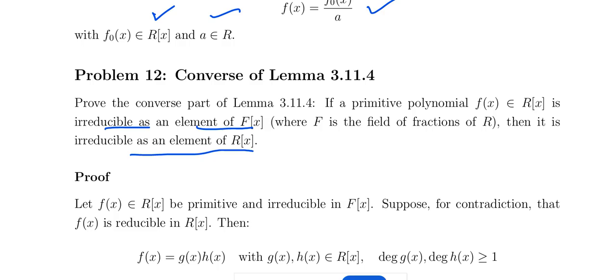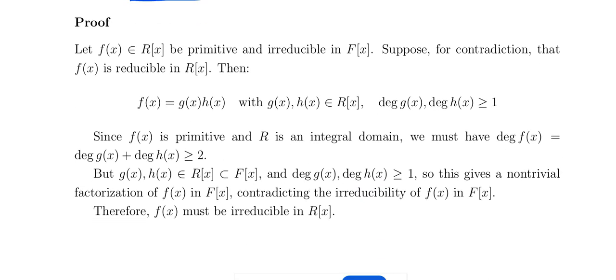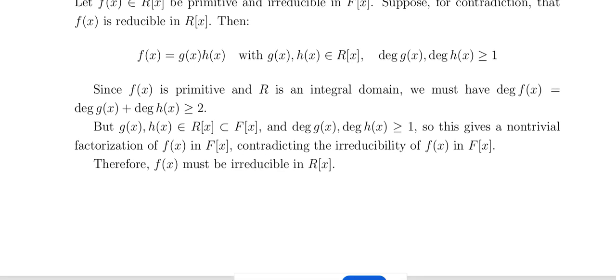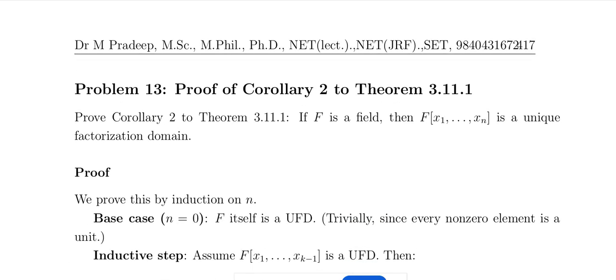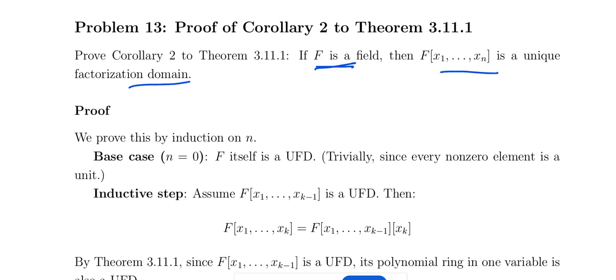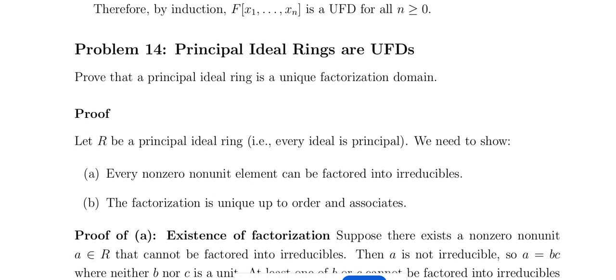Here F is the field of fractions of R. Irreducible means it cannot be factorized; it stays as it is. Similarly, if F is a field, then F of x1, x2, ..., xn is a unique factorization domain. If F is a field, it can be factorized uniquely. That is the idea. Also, a principal ideal ring is a unique factorization domain. We have already seen this, I think. This is very important.